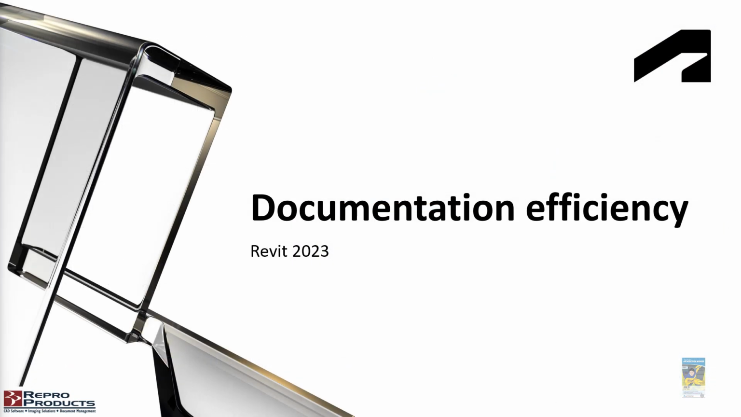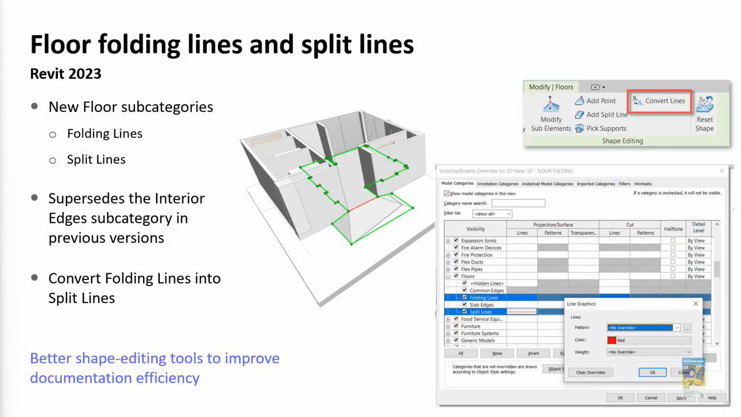For documentation efficiency, there's quite a few. There's floor folding lines and split lines. So it gives you the ability to work with modifying sub-elements of a floor a little bit easier and better. They have new subcategories called folding line and split lines that you can turn on and off. You can also obviously control the visibility of those subcategories. And it says it supersedes the interior edges subcategory in previous versions, and you can convert your folding lines into split lines and vice versa.